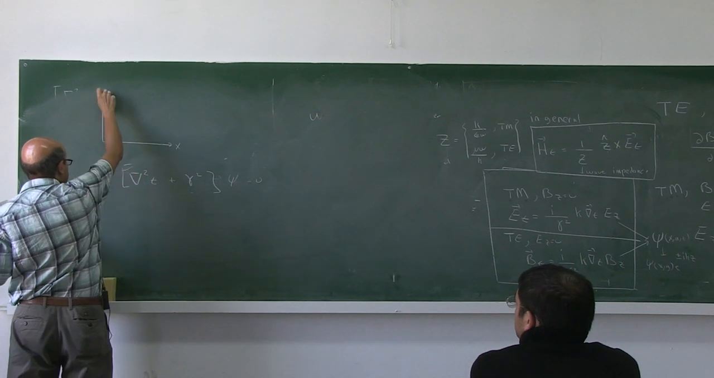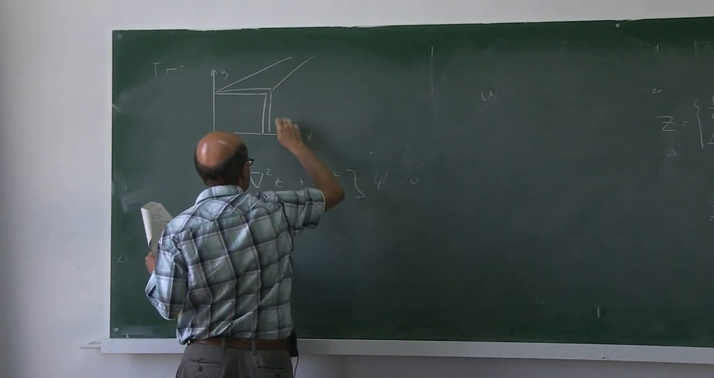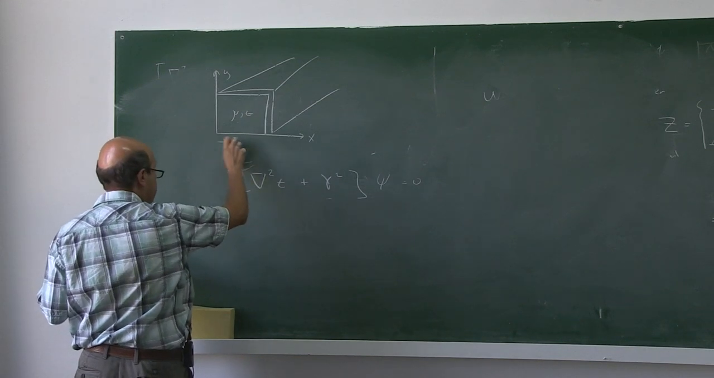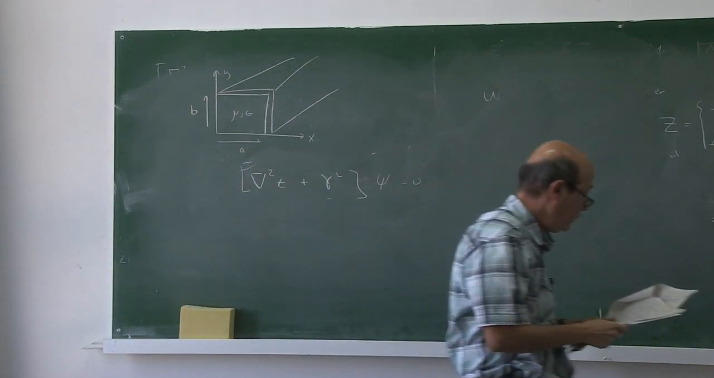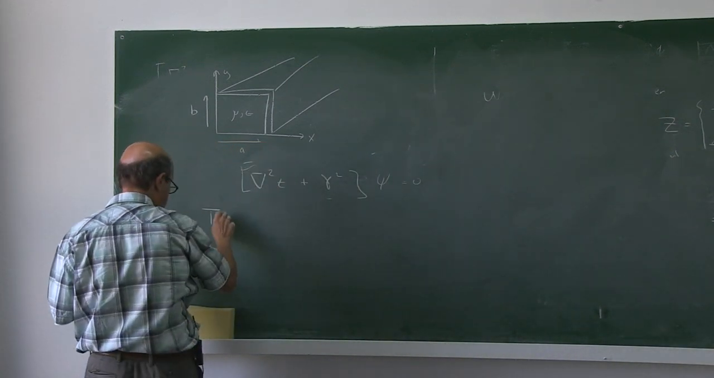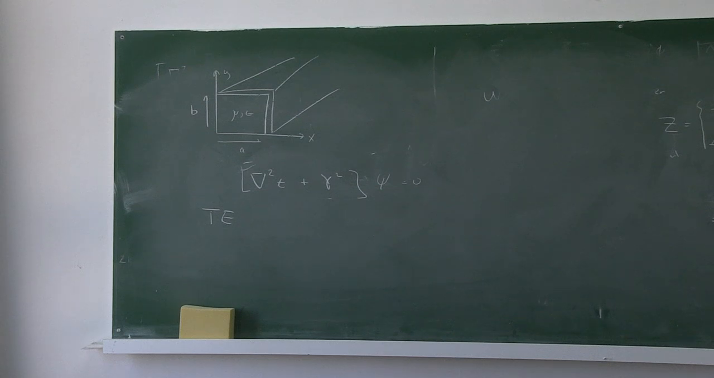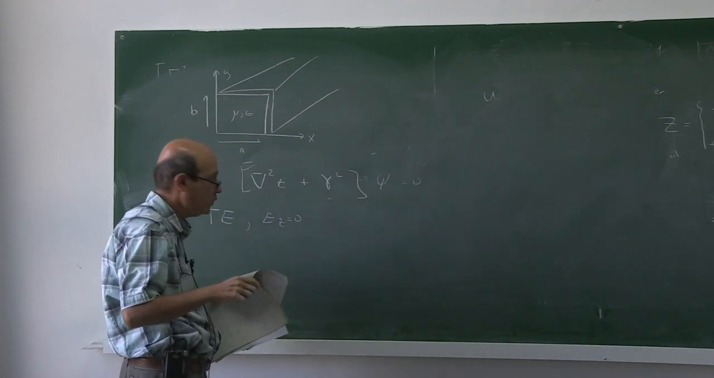We have x and y and a rectangular waveguide. The material is mu epsilon. So x has the length of A, y has the length of B. In the example, let us choose the TE modes. For TE modes, what are we going to find? TE means that the Z component of the electric field is zero. Therefore, we have to find what? BZ. TE means that the EZ is equal to zero. That means that we should calculate the BZ.